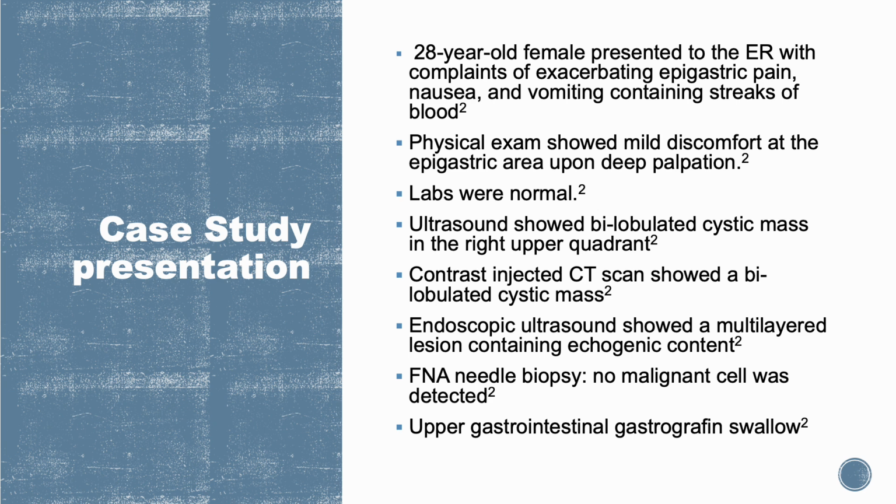An endoscopic ultrasound was then performed, showing a multi-layered lesion containing echogenic content with some of its layers continuous with those of the gastric wall. Features are highly suggestive of gastric duplication cyst. The content of the cyst was aspirated, yielding serous fluid and explaining the streaks of blood described by the patient. FNA needle biopsy performed at the same time during the endoscopic ultrasound showed numerous polynuclear neutrophils, macrophages, and numerous red blood cells. No malignant cell was detected.